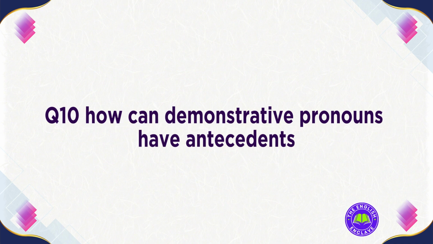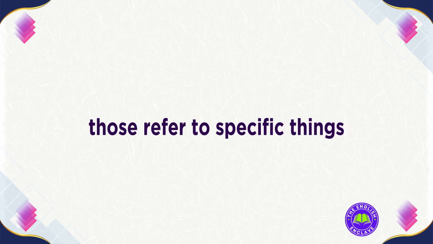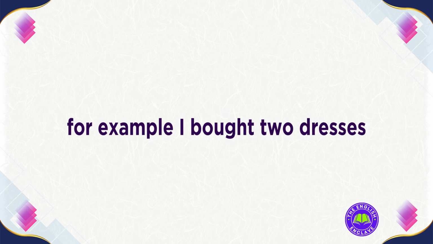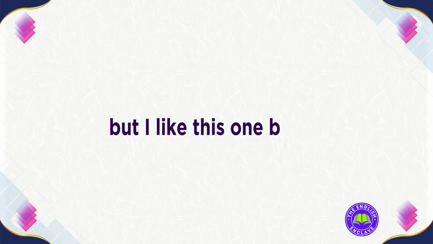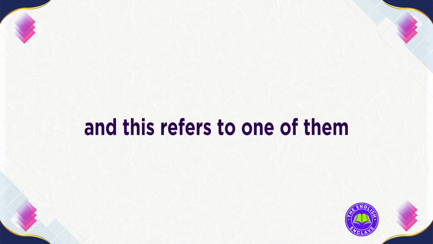Q10. How can demonstrative pronouns have antecedents? A. Demonstrative pronouns, this, that, these, those, refer to specific things previously mentioned in the conversation or text. For example, I bought 2 dresses, but I like this one better. The antecedent here is dresses, and this refers to one of them.